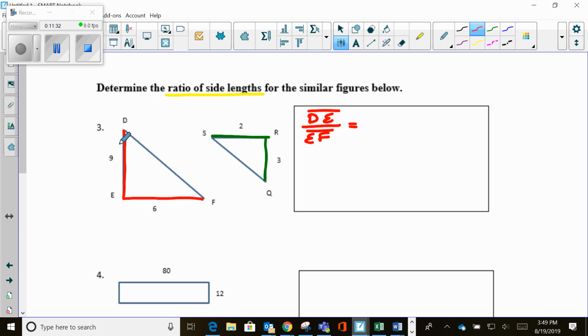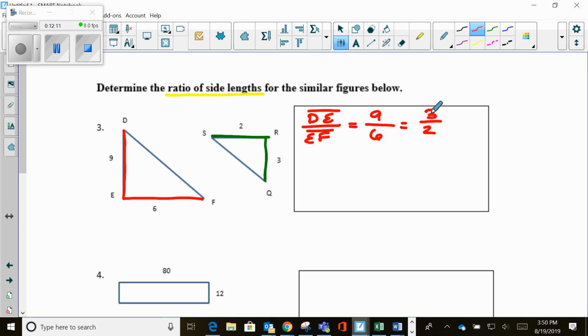So what is the measure of side DE? 9. So I'm going to say 9 divided by 6, because EF is 6. That can be simplified to the fraction 3 over 2. Is everybody okay with that? I took the two side lengths of the first triangle and I divided them. I wrote them as a ratio. 9 divided by 6 simplifies into the ratio 3 over 2.